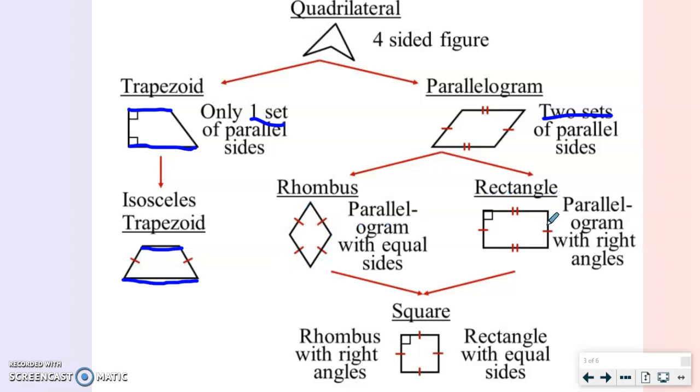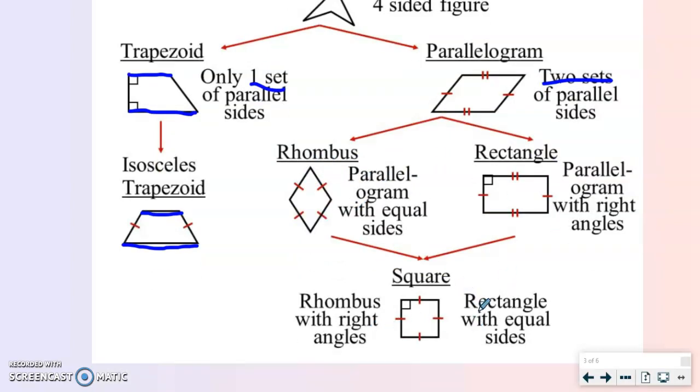And we have the rectangle on this side because remember, it didn't have equal sides, but it was special because it had the right angles. Okay, so a rhombus does not have right angles, but the rectangle does. And then we come down here and the square's just got everything.